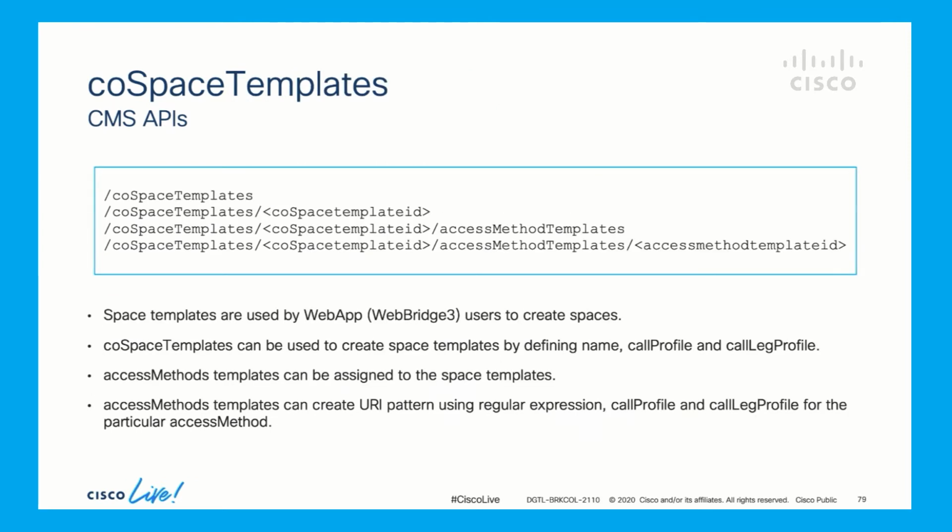Space templates are used by the web app users to create spaces. Space template has the same options that the CoSpace API has. The only difference is Space template uses a regular expression to create the URI pattern.